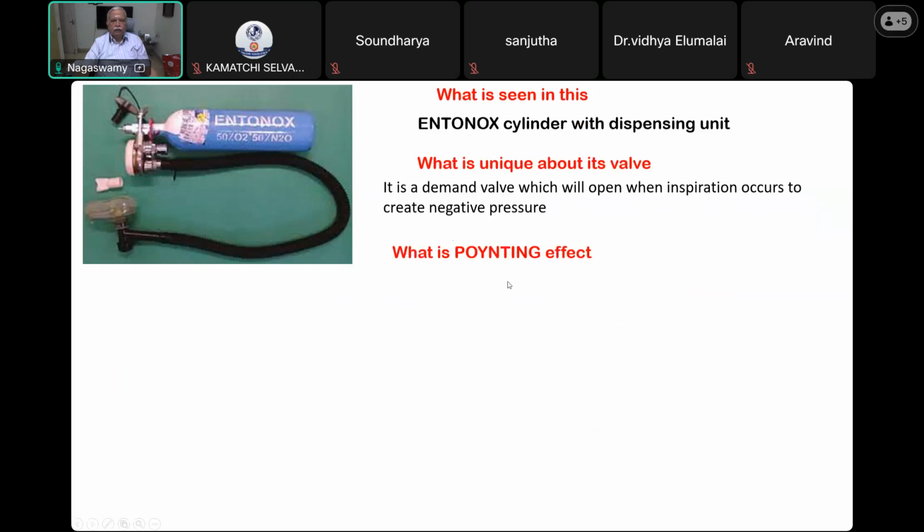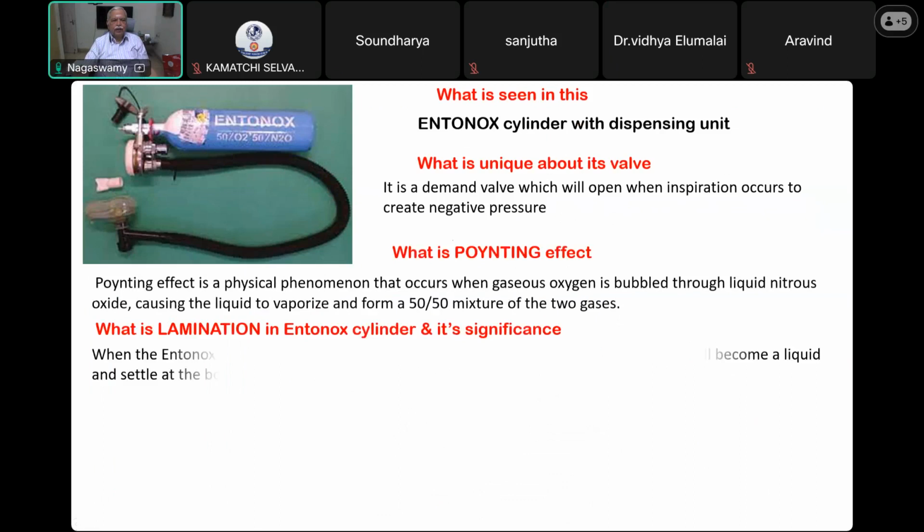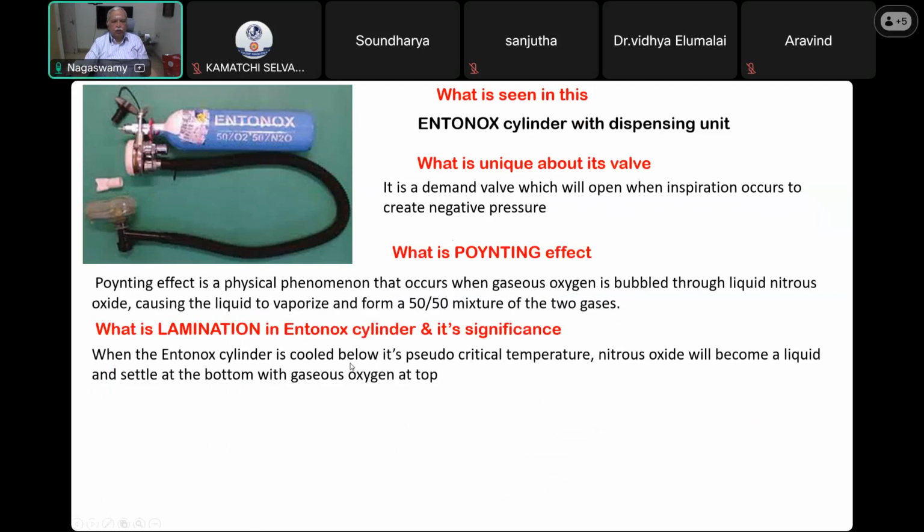What is the pointing effect? Of course, we have seen that it is a phenomenon where the oxygen bubbles through nitrous oxide. Then there is another phenomenon in this Entonox, called lamination. What is lamination in an Entonox cylinder and what is its significance? No idea? Okay. When an Entonox cylinder is cooled below its pseudo-critical temperature, nitrous oxide will again become a liquid and settle at the bottom with gaseous oxygen at the top.